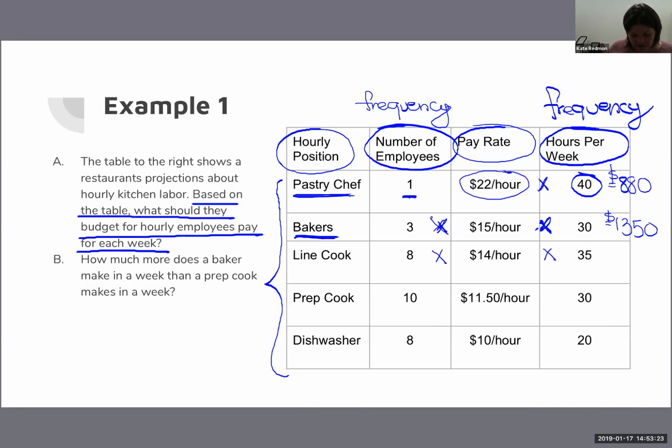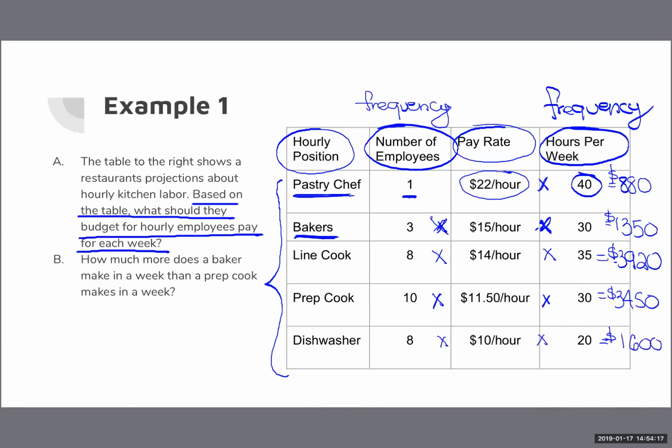Next, 8 times 14 times 35. Each one of the 8 line cooks makes $14 an hour for 35 hours. That's another $3,920 to budget for my line cooks. And we're going to keep going like that. 10 prep cooks, that's the frequency, are making $11.50 an hour times 30 hours apiece, and that'll be $3,450. And now for our dishwashers, there's 8 of them, so we multiply that by $10 an hour times 20 hours apiece. I need to budget $1,600 for my dishwashers.